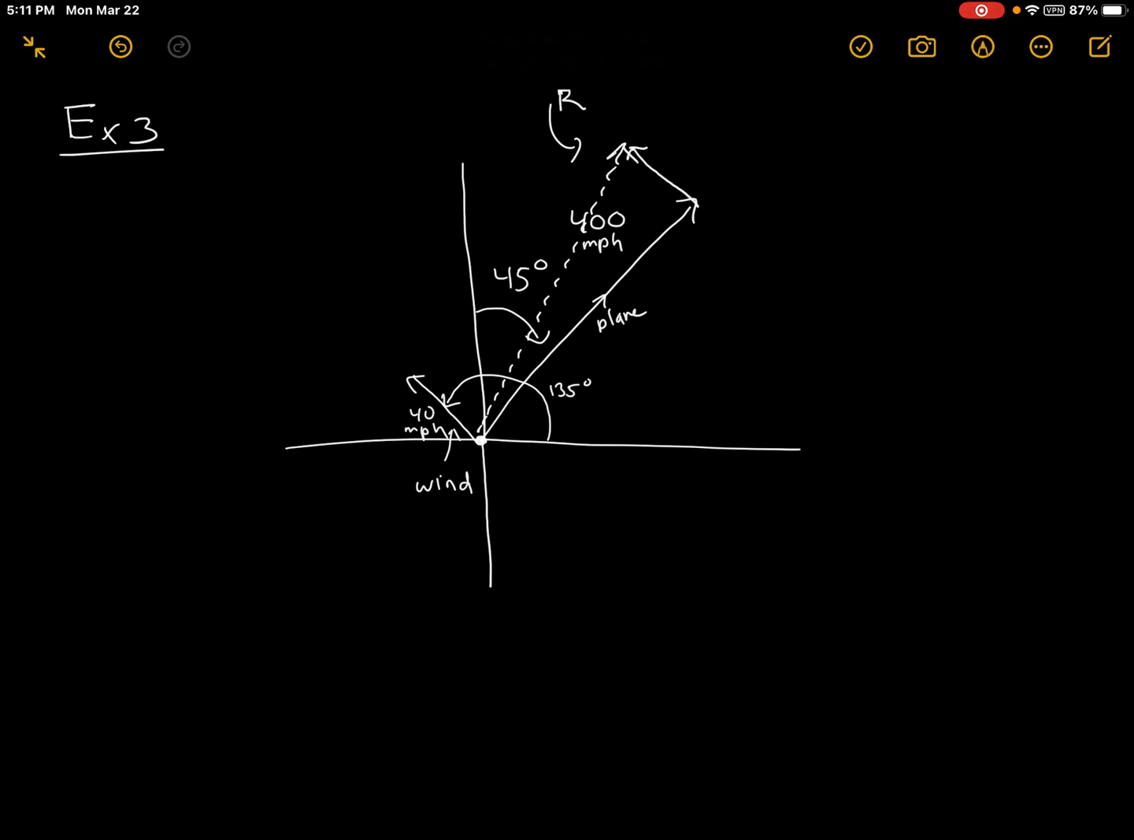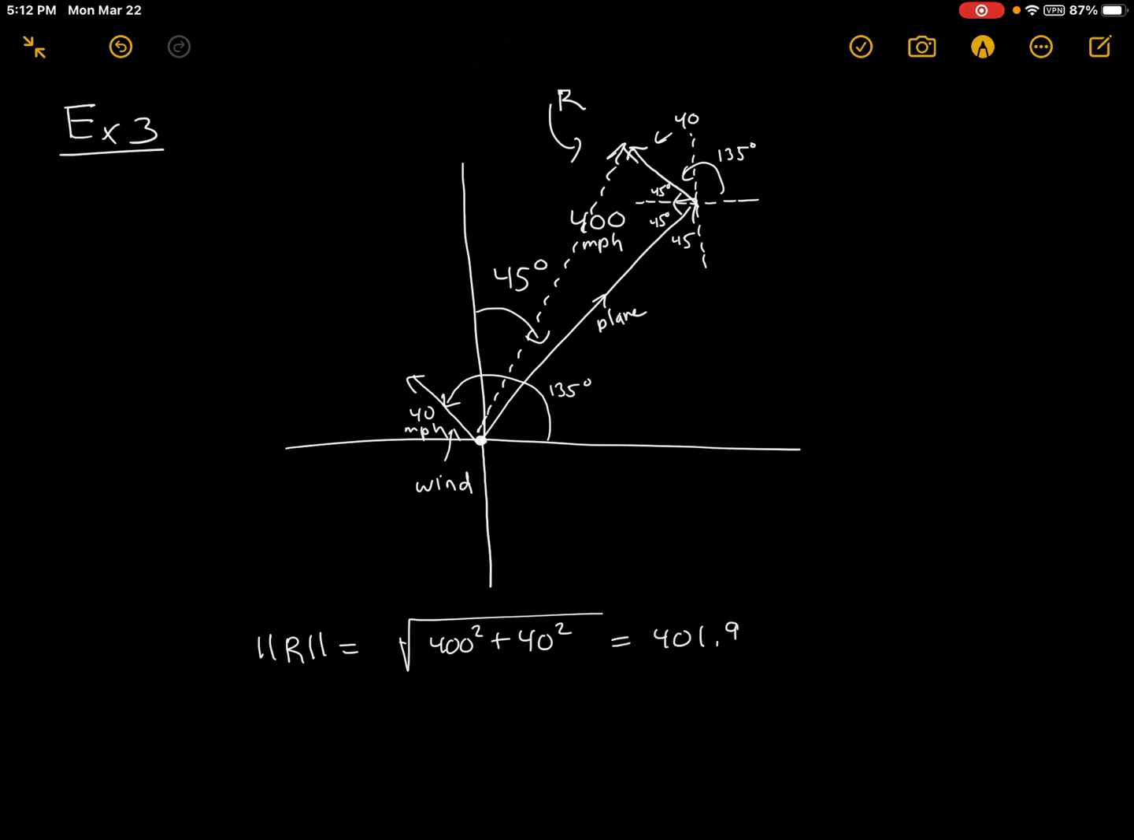Okay, so let's draw in some angles. We know that if this angle right here is 45, this angle right here will be 45 by alternate interior. And we know from here to here is 135. This right here is 45, and so what you have right here is a 90-degree angle. If this is 45, this is 45. And so to find R, it's simply, this right here is 40, and this dashed line is 400, so R is the square root of 400 squared plus 40 squared. If you enter that in your calculator, about 401.99 miles per hour.